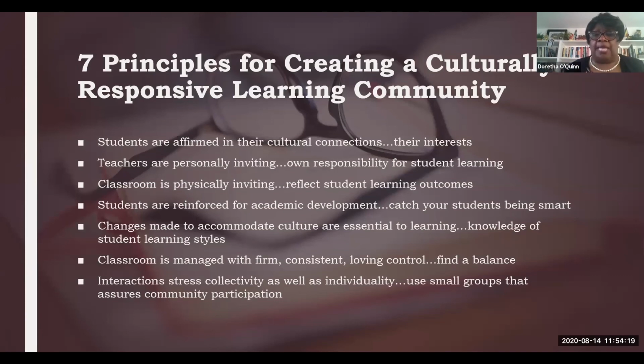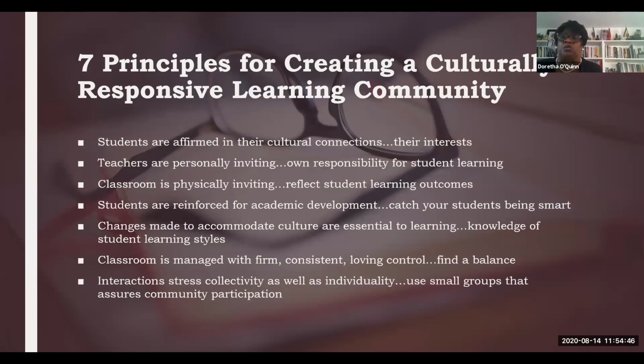Students are reinforced for academic development. Changes made to accommodate culture are essential to learning and the learning of the knowledge, their learning styles. The classroom is managed with firm, consistent, loving control. Oftentimes we got how many minutes? How many minutes did I have? And I'm constantly rushing you and pressing you. This isn't an easy topic to cover in one setting. And I'm so glad Marcus is with you.